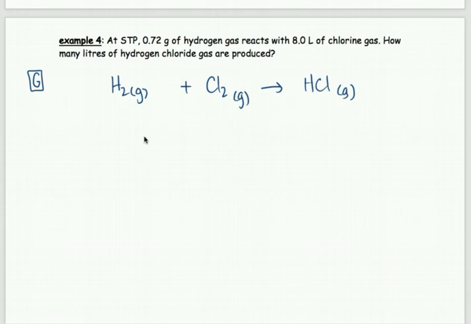Okay, so again, it's not talking about solutions or anything, so you're not writing AQ, but you are writing G for the gas, okay? All right, so then from there, double check that it's balanced. Okay, so 2 hydrogens, we need a 2 here, and then 2 chlorines, 2 chlorines. So we're good now, we're balanced. Okay, and we're gonna write everything we know, so we know the mass of hydrogen.